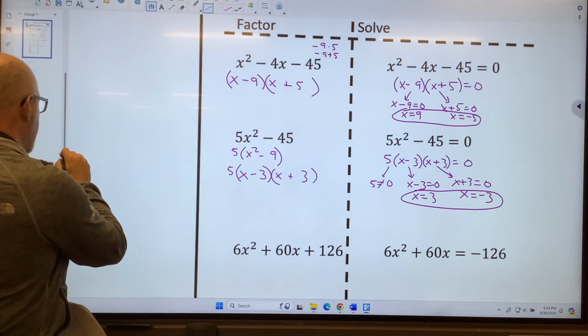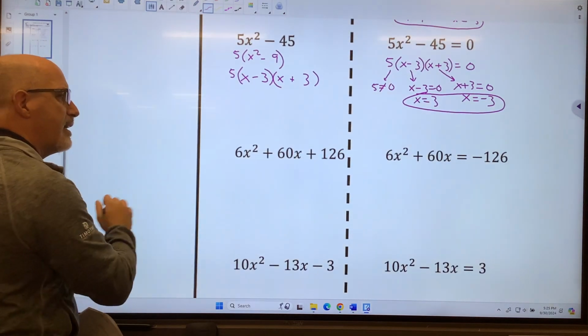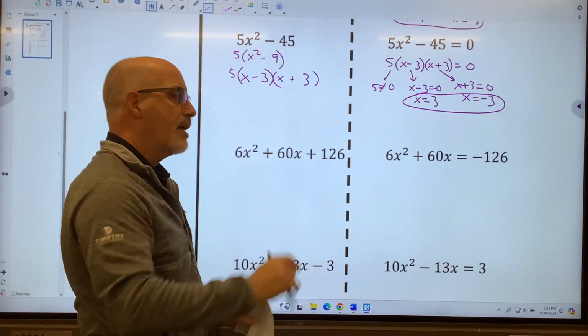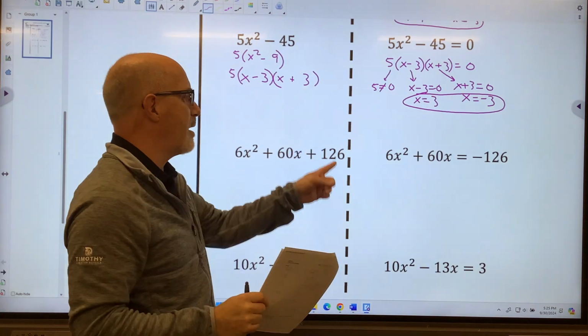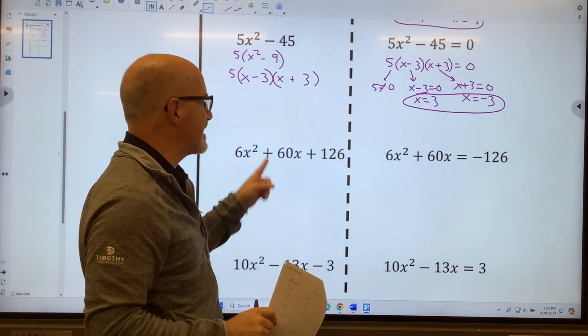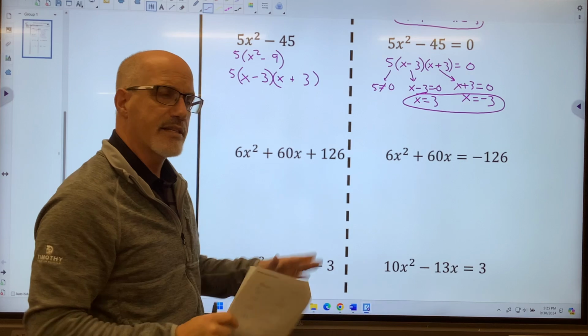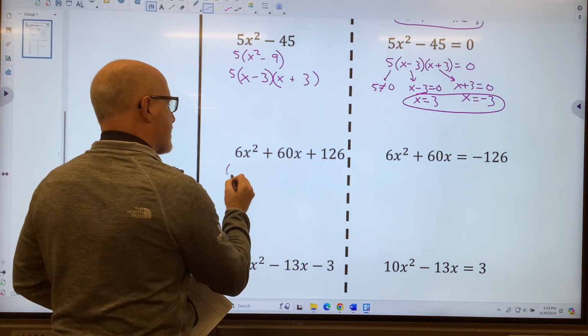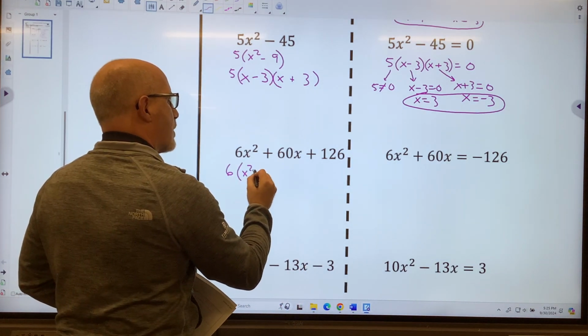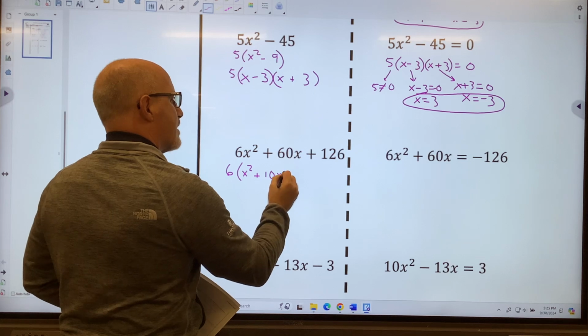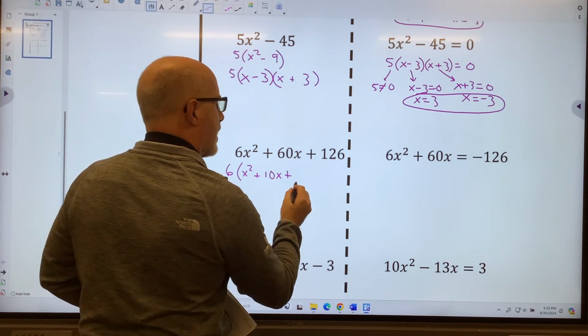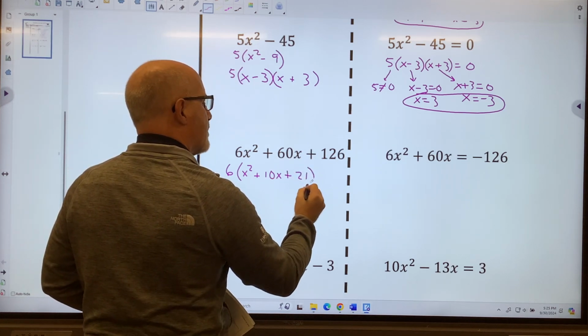Let's try the next one. This one looks a little more complicated. It's a trinomial, but notice we do have a common factor. You can take a 6 out of every term. There's no x to take out. Let's take out a 6 first. So I've got x squared plus 10x plus 21, since 6 goes into 126 21 times.